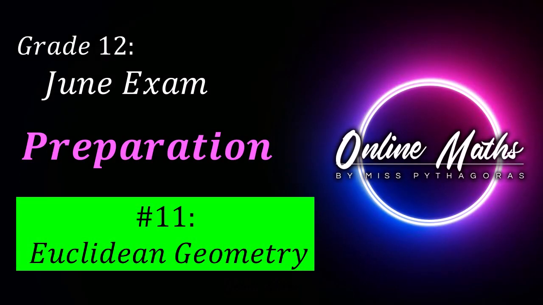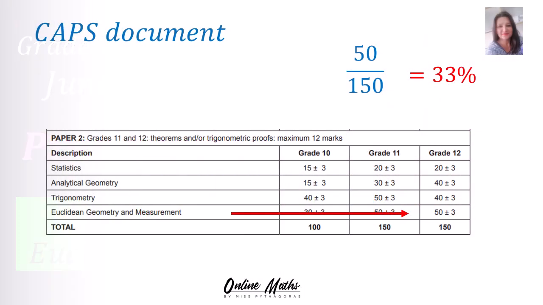Hello everybody, in this lesson I will help you with your June exam preparation and I will discuss question 11 of the 2021 paper. From the CAPS document it is clear that Euclidean geometry counts a third of your paper.